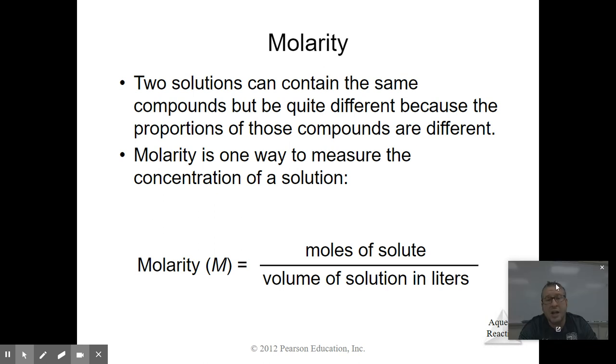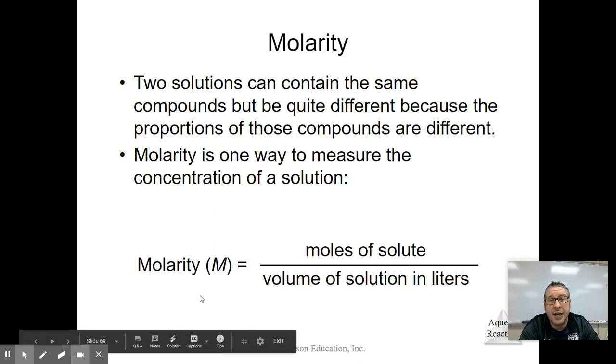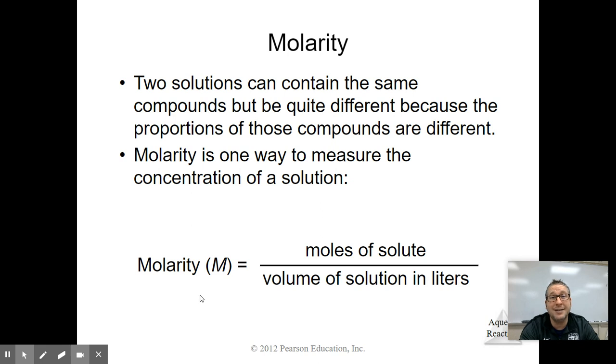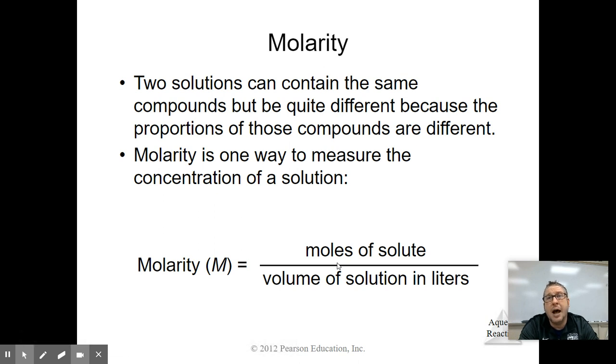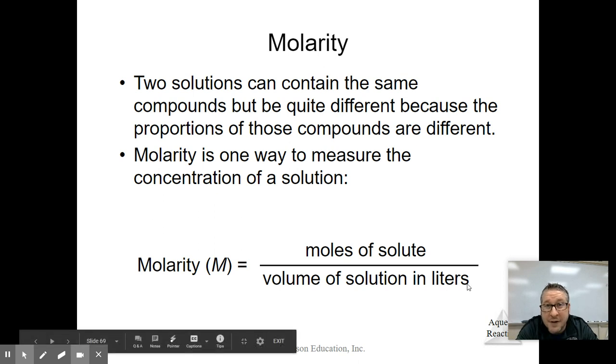This is the formula we're going to be working on for a good portion of today's discussion: molarity, which is denoted as a capital italicized M, is equal to the moles of solute. Remember, solute is the substance that is being dissolved. The solvent is what is found to be in greatest amount. So molarity equals moles of solute divided by volume of solution in liters. Very important about liters, okay?